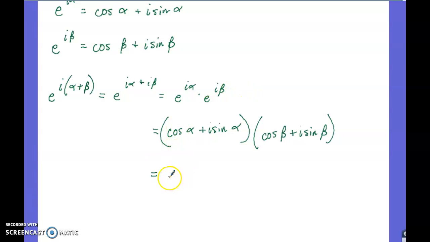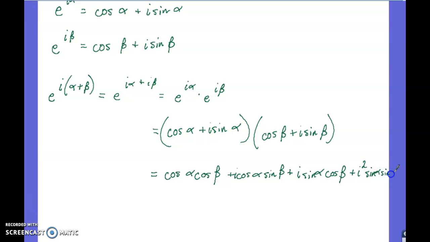And when I FOIL, I get cosine of alpha, cosine of beta, and then plus i cosine of alpha, sine of beta. And then the inside term would be another i sine of alpha, cosine of beta. And then the last term would be plus i squared sine alpha sine beta.